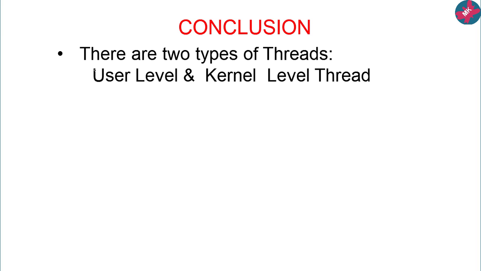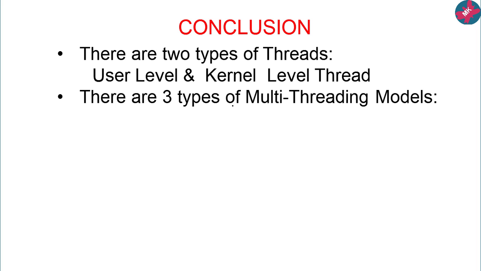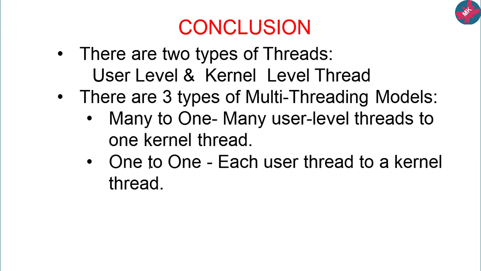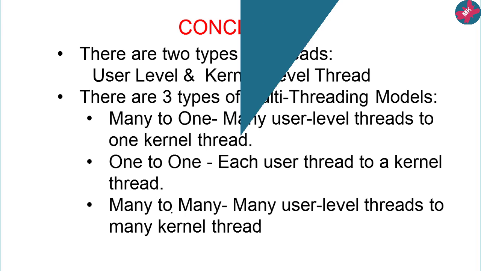We have concluded that there are two types of threads, user level and kernel level threads. Then based on this, there are 3 types of multi-threading models. First is many-to-one. Here multiple user level threads are mapped to one kernel level thread. Second model is one-to-one. Here for each individual user level thread there is a separate kernel thread. And the last is many-to-many, where many user level threads are mapped to many kernel threads.